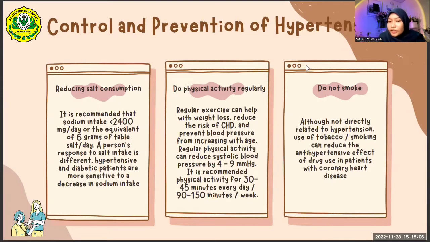Point number 3 is do not smoke. Although not directly related to hypertension, use of tobacco or smoking can reduce the antihypertensive effect of drug use in patients with coronary heart disease.